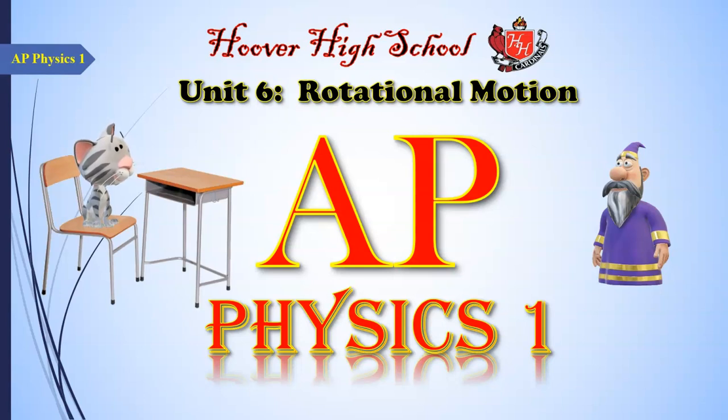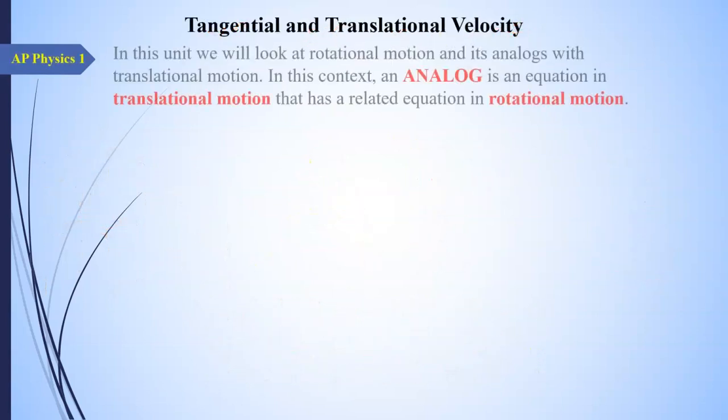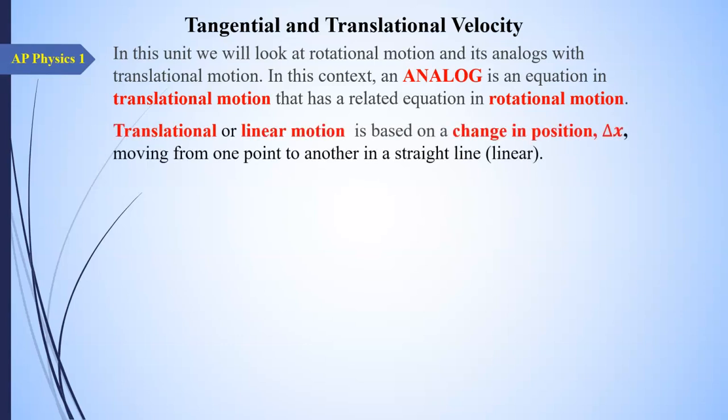AP Physics, we're continuing our lessons in rotational and circular motion. So in this unit, we will look at rotational motion and its analogs with translational motion. In this context, an analog is an equation in translational motion that has a related equation in rotational motion.